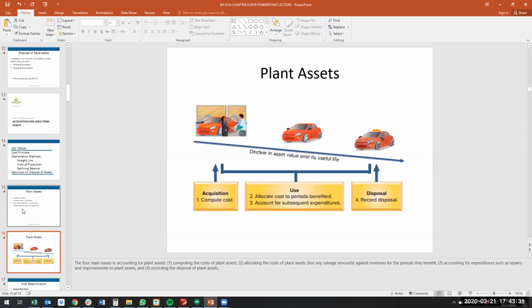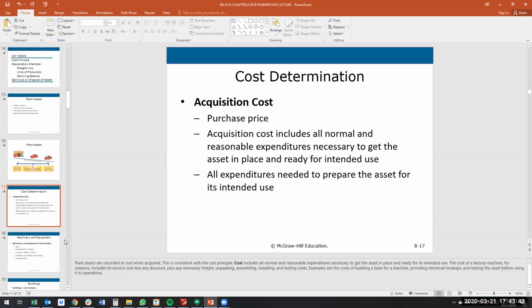Plant assets. So we've talked about this. Acquisition, we compute the costs. We're going to allocate the cost and treat subsequent expenditures and then record the sale. So through the process, what's considered the cost? There's a few pieces that are considered the cost, right?